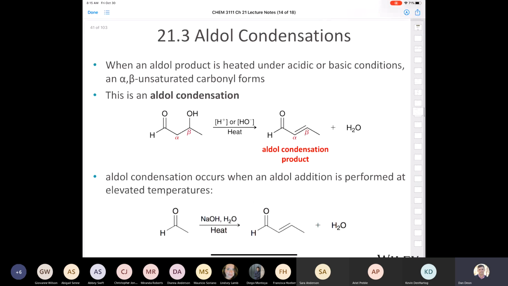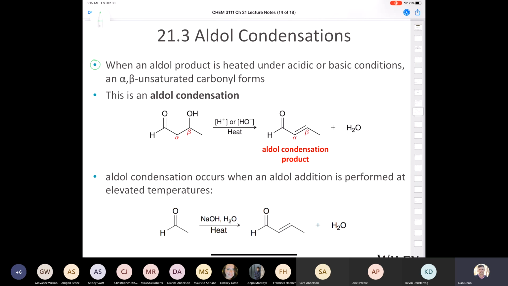Okay, well, what happens if we were to add heat to these reaction conditions? You even see it down here. I have sodium hydroxide, water, and heat added. Well, when we heat up our reaction mixture, the same kind of conditions that we were using for an aldol addition, we get what's called an aldol condensation. So follow along with me. When an aldol product is heated under acidic or basic conditions, an alpha-beta unsaturated carbonyl forms. So we can end up with an alpha-beta unsaturated aldehyde or an alpha-beta unsaturated ketone. We call this aldol condensation.